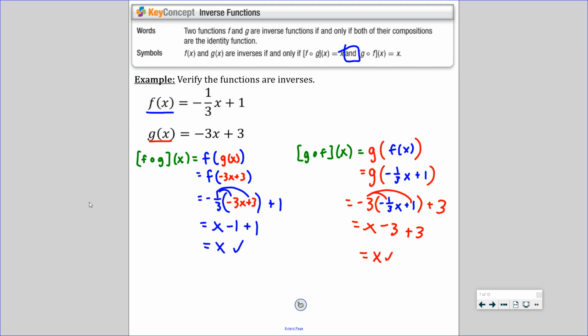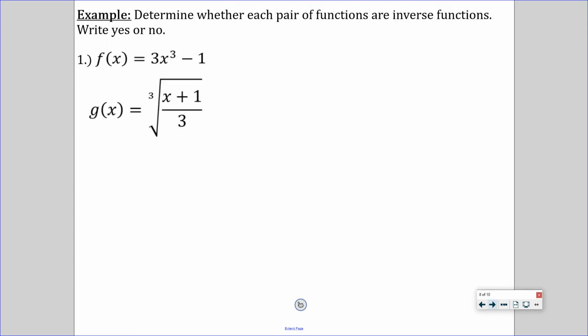All right, so let's try a couple more. This one says determine if these are inverses of each other. You can just write yes or no. So we're going to do f of g and g of f and see if indeed these are inverses.